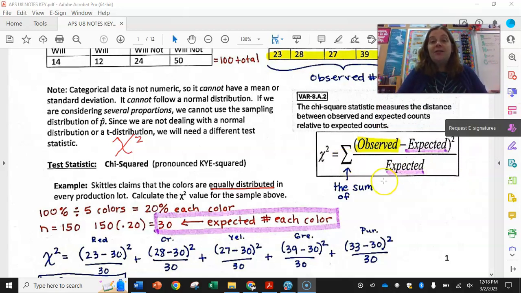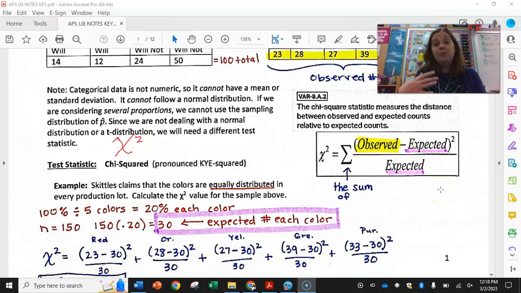So the chi-squared test statistic is something that is on your formula sheet. For example, if you look at the front side of your formula sheet, down at the bottom where you see the standardized test statistic and the confidence interval formula, you're going to see chi-squared. It is the sum of, for everything you have, the observed minus the expected, squared, divided by expected. Observed is what you actually see, up at the top, that 23 and 28 and 27, etc.